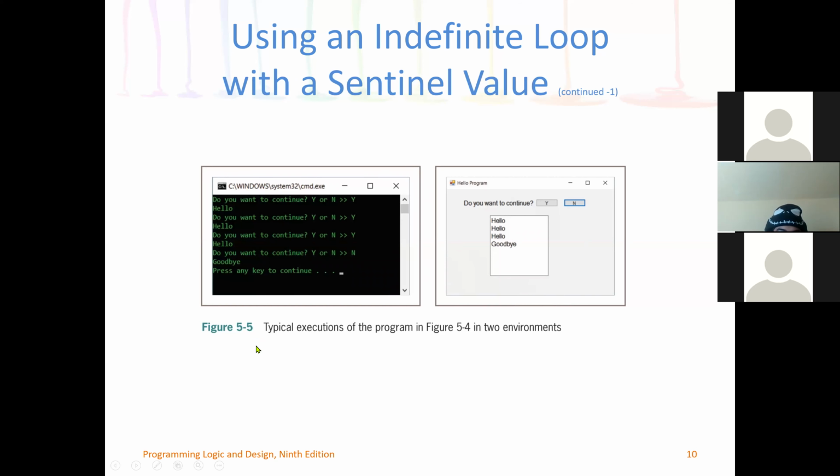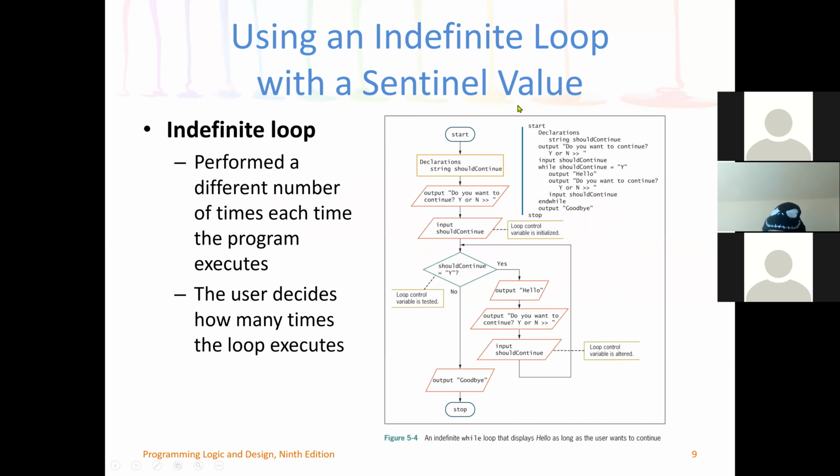So this example is a typical execution for the program. Will you continue? If you enter yes, it will print hello. Yes, it will print hello. Then when you enter no, it will print goodbye because we come out of the program. So here you can see that if we enter no, the condition is false, and if the condition is false, we come out of the loop.